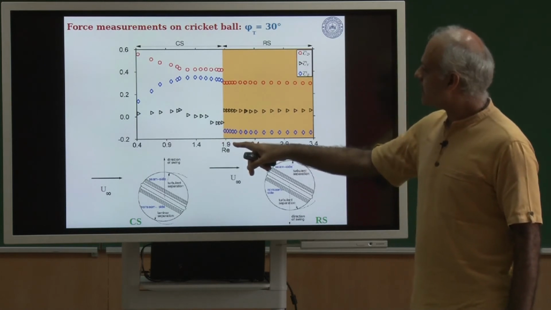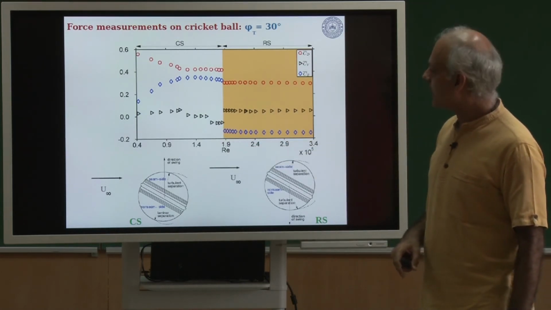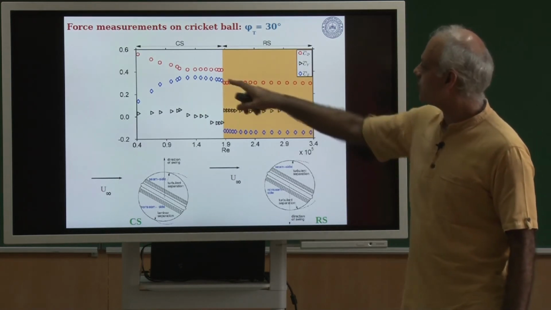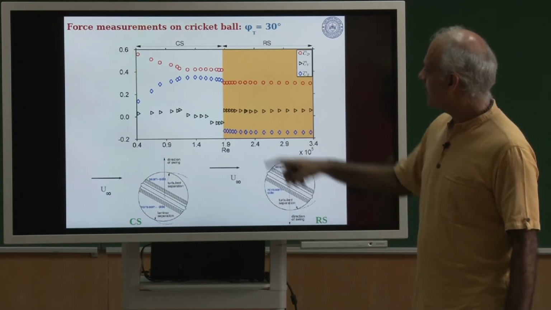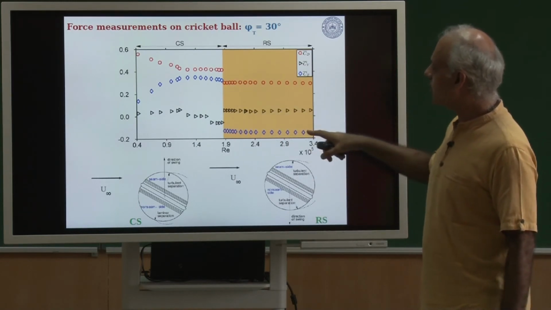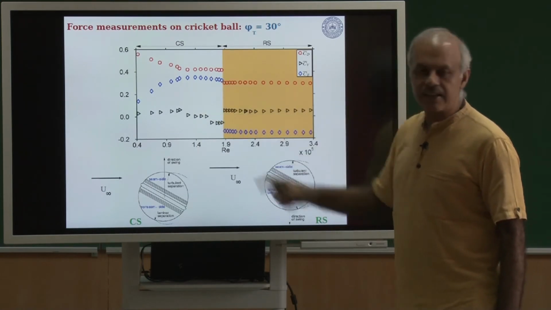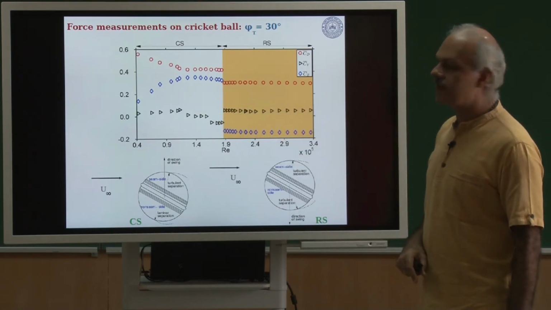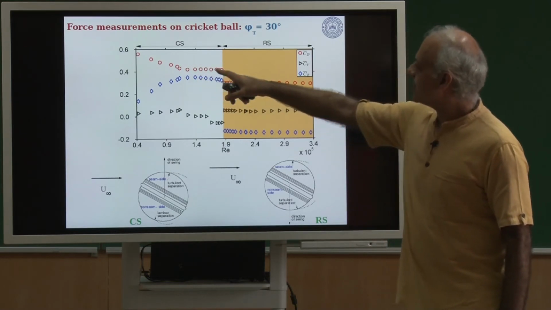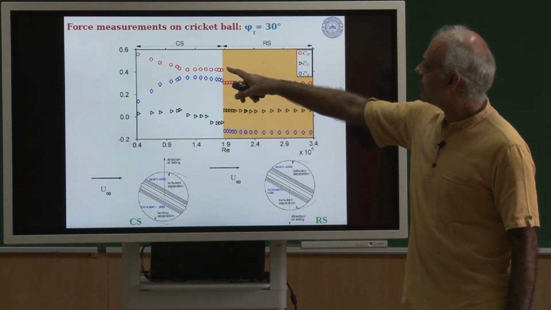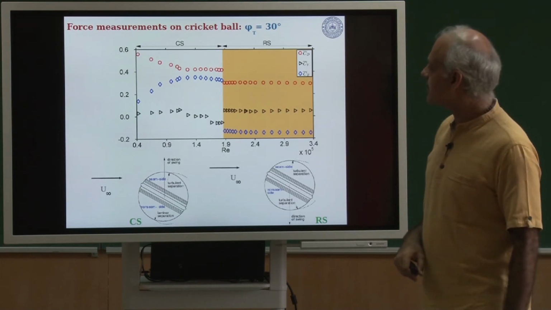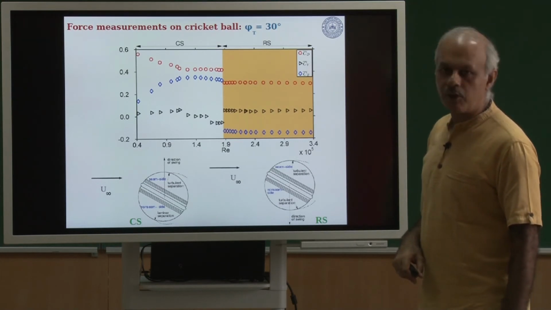Notice that up to a Reynolds number of roughly 1.9 x 10^5, the blue diamonds show a positive value of roughly 0.3 or 0.35, and then suddenly they show a negative value. So this is the region of reverse swing, and the white colored region is the region of conventional swing. Okay. Look at the drag. So the drag is reasonably large in the conventional swing, and then here the transition takes place and you get a massive reduction in the drag coefficient because the boundary layer has become turbulent.